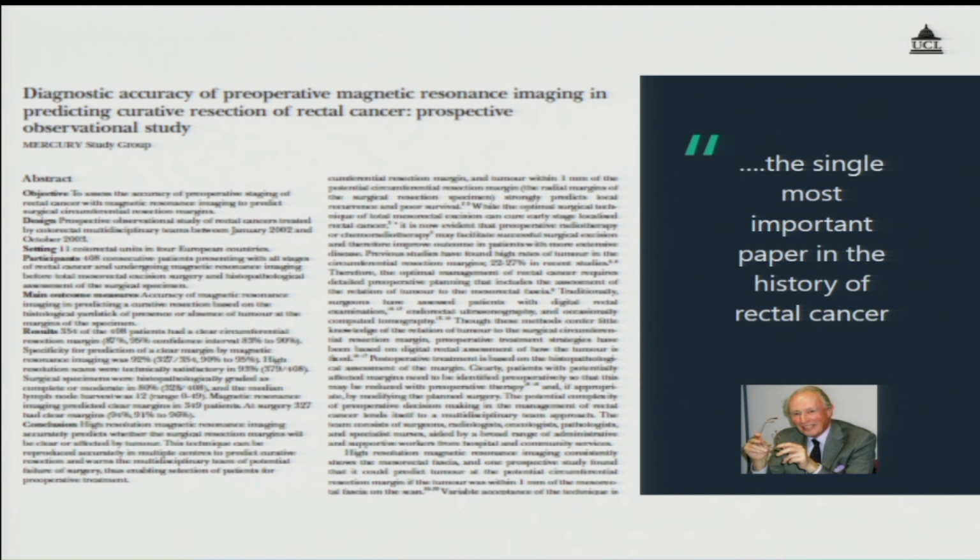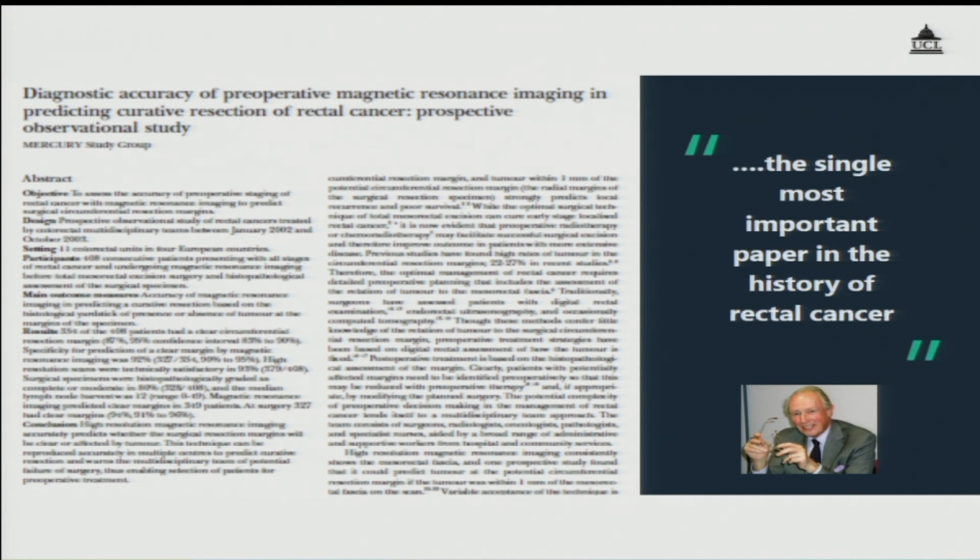Now, if I went around the room and asked everybody what is the most important single defining paper in the history of rectal cancer, we'd probably get 50 different answers in the room. But about a decade ago, this gentleman stood up at the Royal Society of Medicine and said this was the single most important paper in the history of rectal cancer. And this, of course, is the original report from the British Medical Journal for the Mercury study.